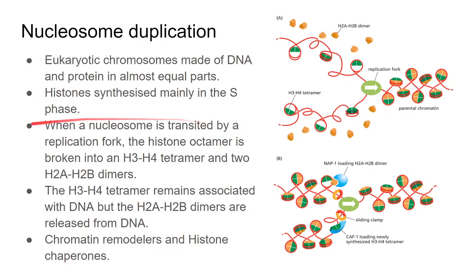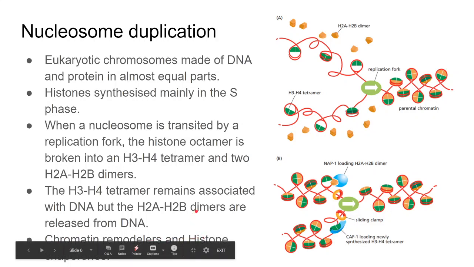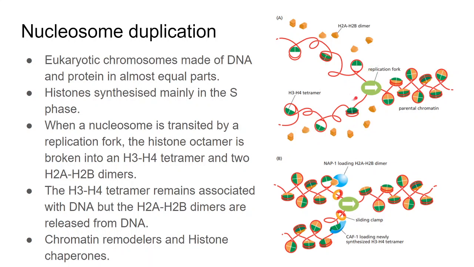So when a nucleosome is transited by the replication fork, the histone octamer is broken. So once the replication fork has passed these nucleosomes, the octamer is broken. The green ones are H3 and H4. The H3H4 stay back and the H2A and H2B leave. So H2A, H2B dimers are left free floating around. But the H3 and H4 molecules stay attached to the nucleosomes, incomplete nucleosomes now. For all of this to occur, you need chromatin remodelers. So chromatin remodelers allow the removal of dimers and the distribution of H3H4.